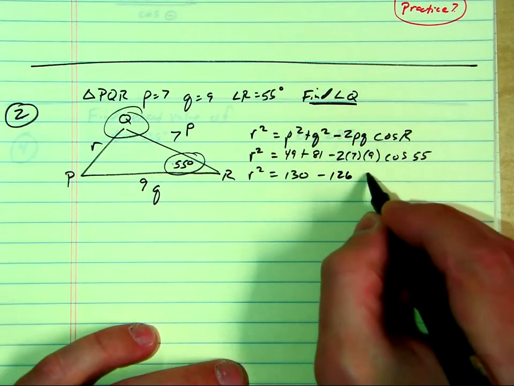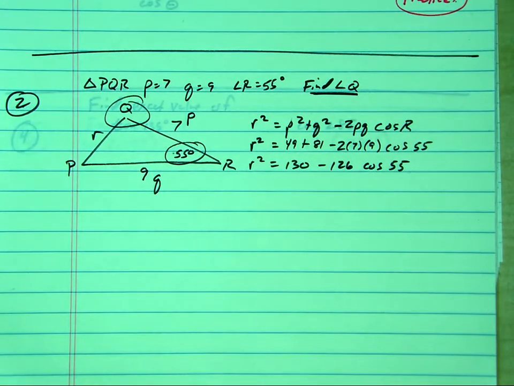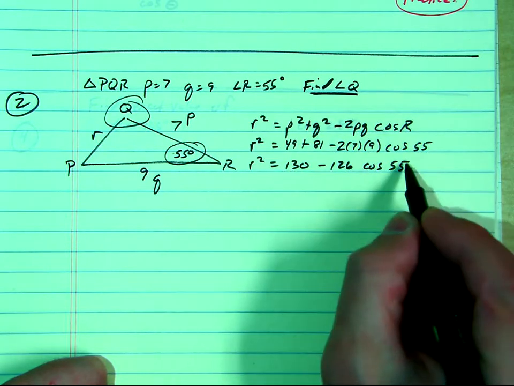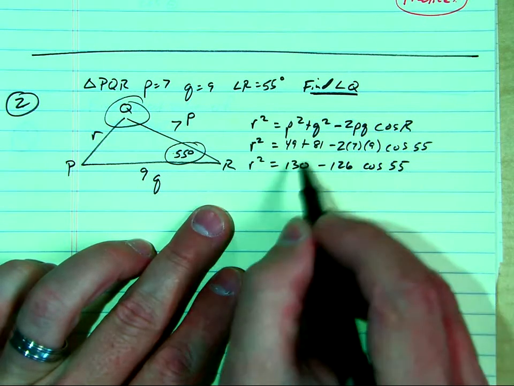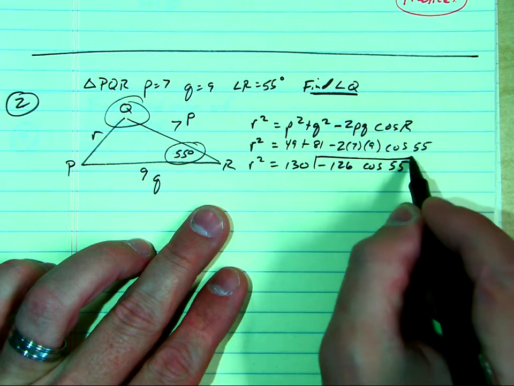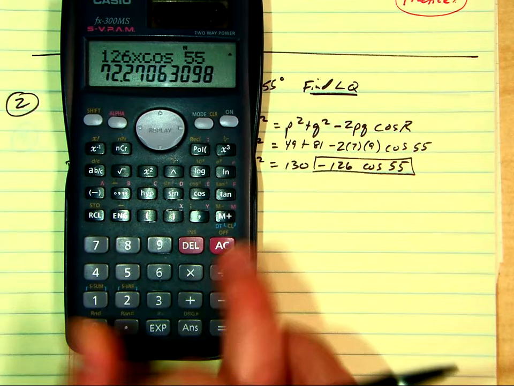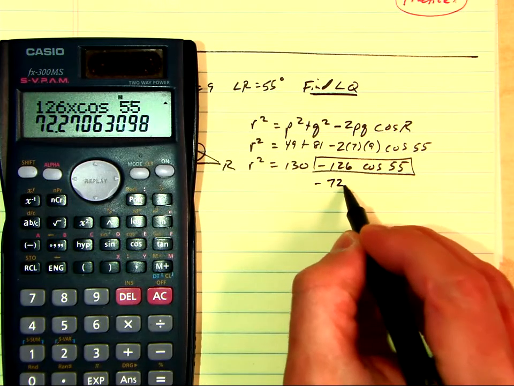Now I remember teaching you guys last lesson, when you get to this point right here in law of cosines, it's the same 3 steps every time. Oh, if we're trying to find the angle, never mind. This time we're going to simplify everything over there and then take the square root. So, order of operations says do this multiplication first. So let's do 126 times the cosine of 55. That's minus 72.27 something.